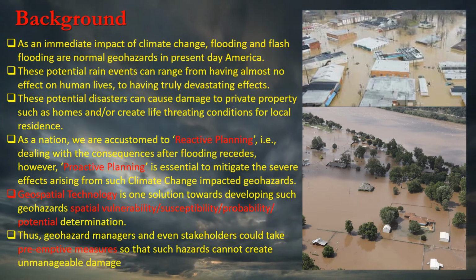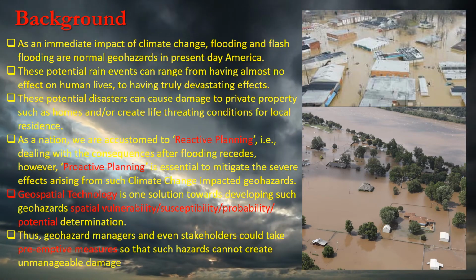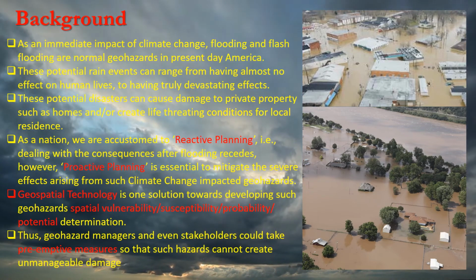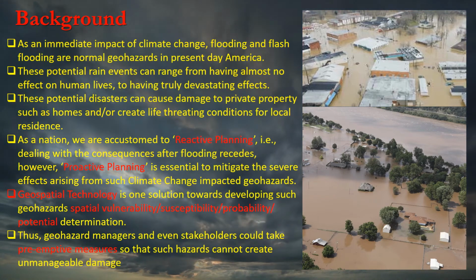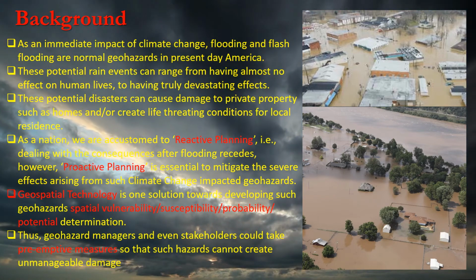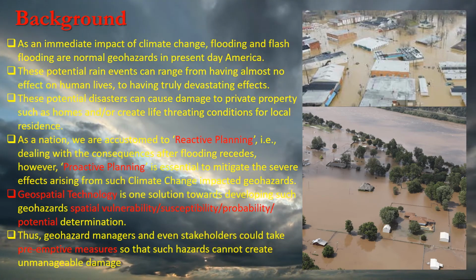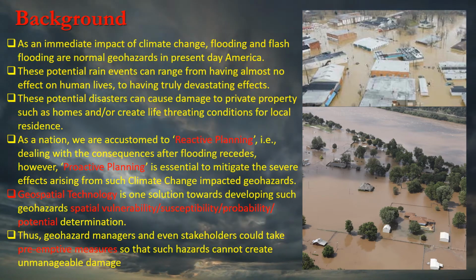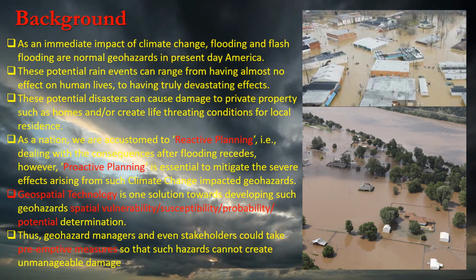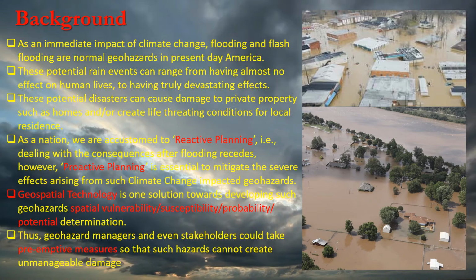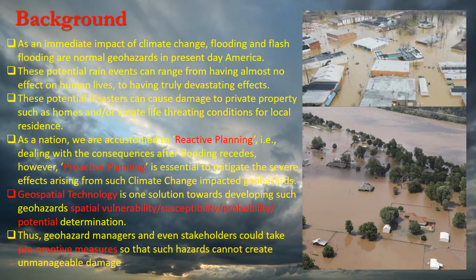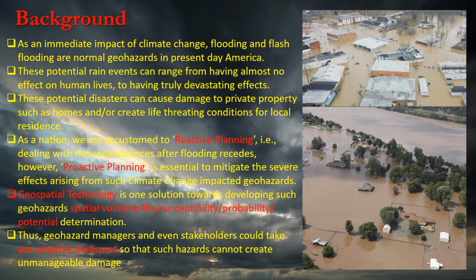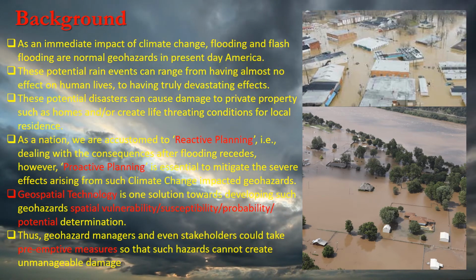A little bit of background. As an immediate impact of climate change, flooding and flash flooding are normal geohazards in present-day America. We are seeing this many times over a year. These potential rain events can range from having almost no effect on human lives to having truly devastating effects. Nowadays, flash floods are happening a lot. These potential disasters can cause damage to private property as well as homes, and create life-threatening conditions for local residents.